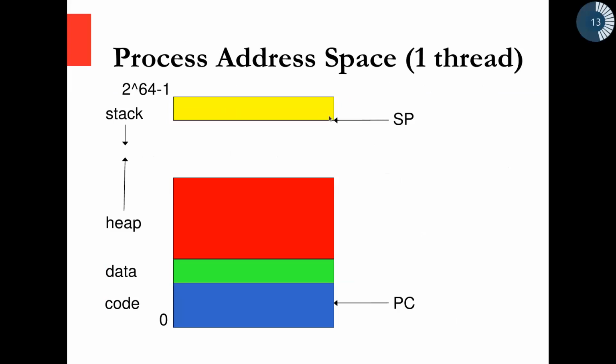First of all, let's just look at how the process address space works for one thread. You have code, data, heap, and then maybe the stack at the very end. The stack goes in the opposite direction. This goes from 0 to 2 to the power 64 minus 1, something like that. Again, it depends on the architecture. Of course, in x86-64, we only effectively have 48 bits, not 64, but it's sign extended.